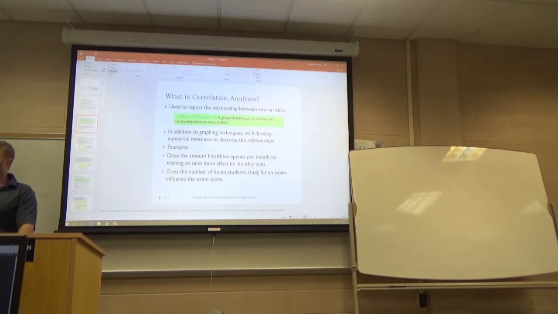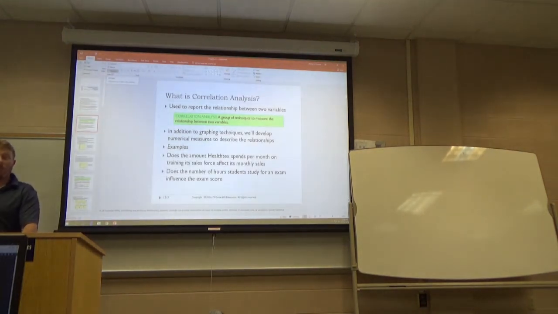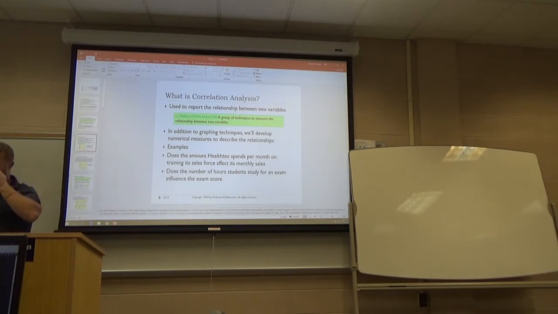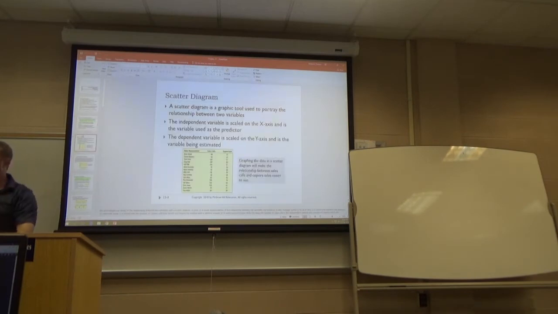Correlation. We're measuring the relationship between two variables, and with correlation, we're measuring the direction and the strength. Remember this? So we have independent and dependent variables.